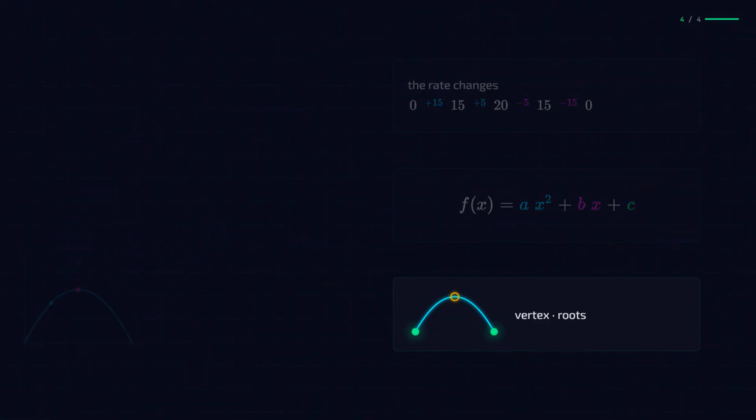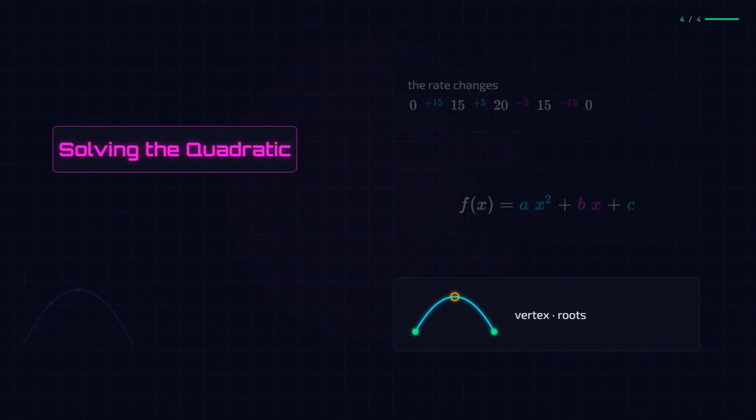Next time, finding those roots without drawing a single point. Solving the quadratic. See you there.